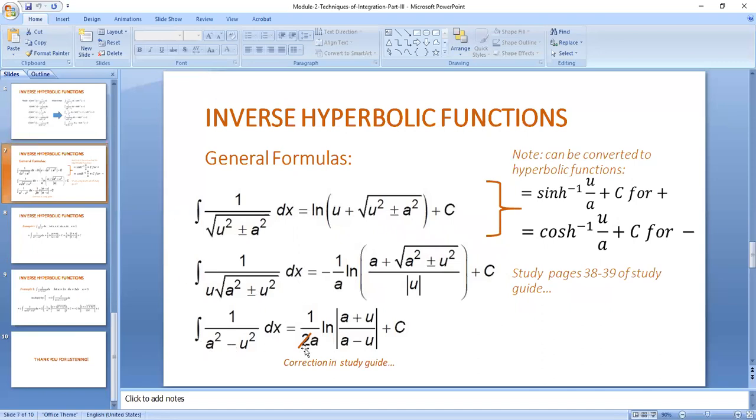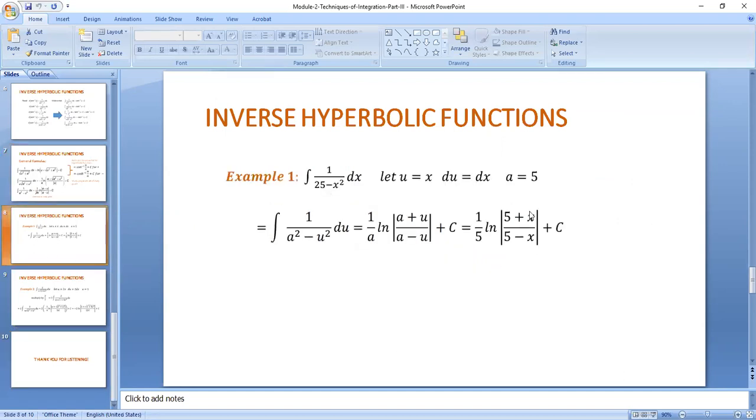1 over a, so that would be 1 over 5, the ln of a plus u over a minus u, or rather 5 plus u over 5 minus u. In our case, our u is x. Okay, we just use the formula to substitute or place in correct values or functions in the formula. So this is it. Okay?